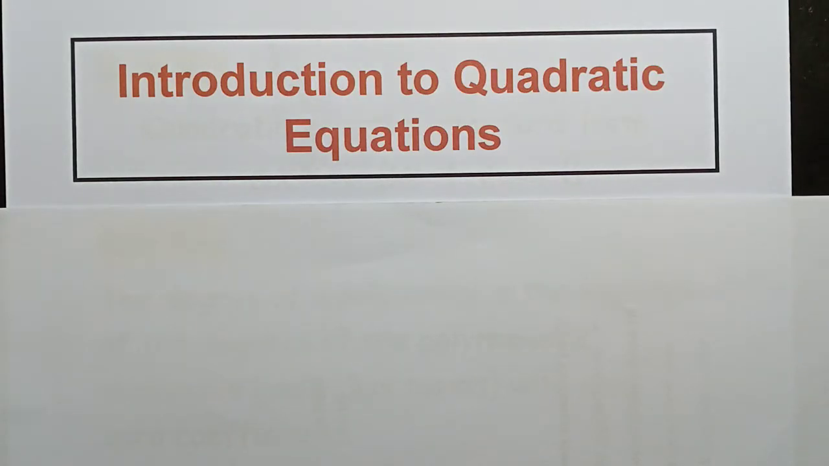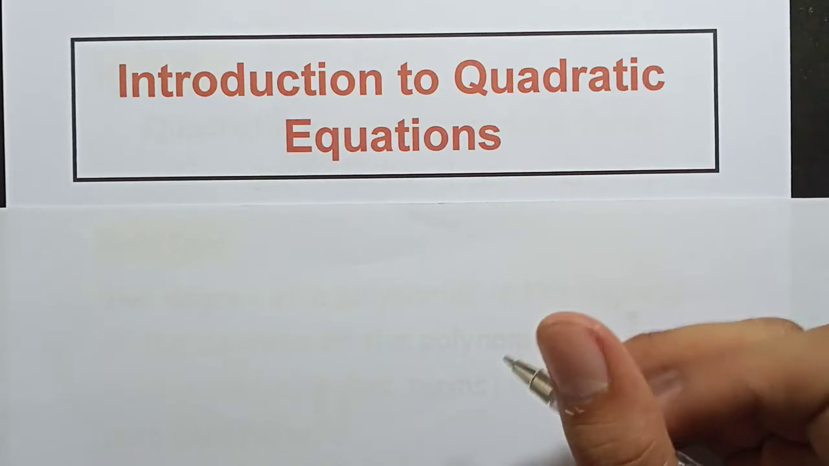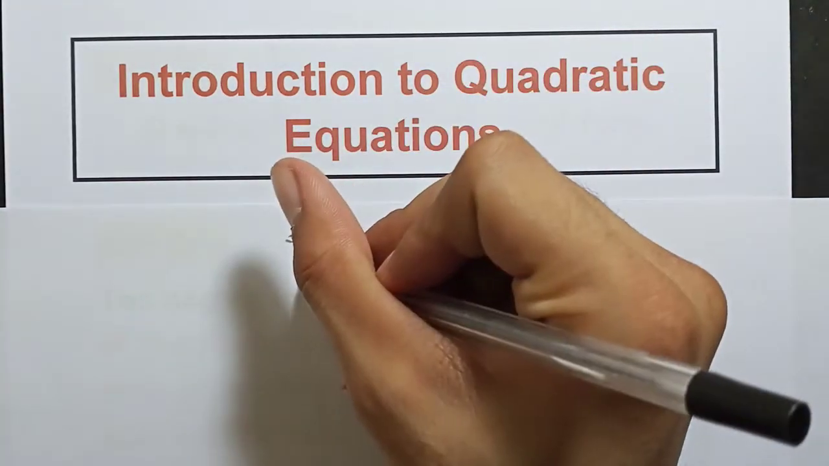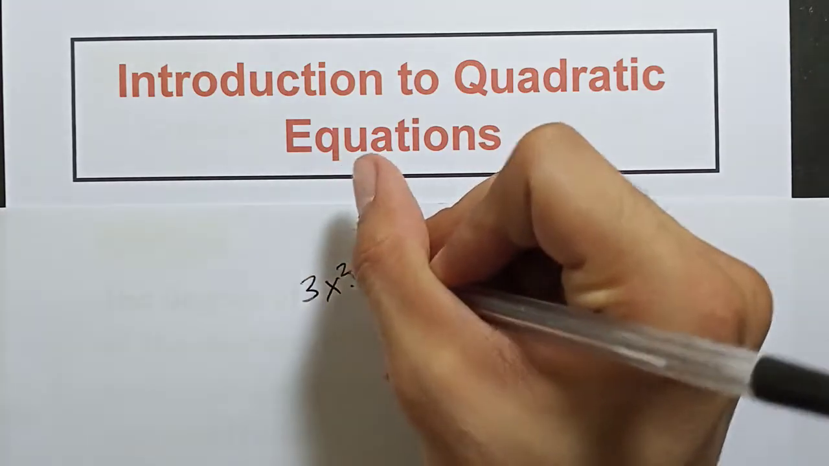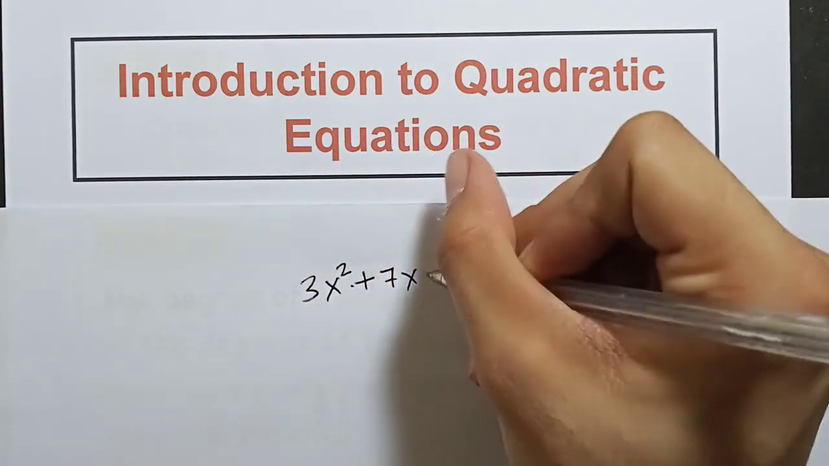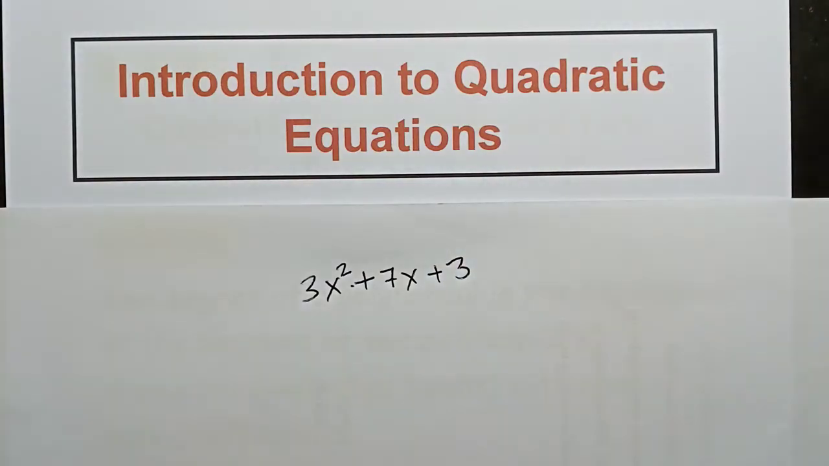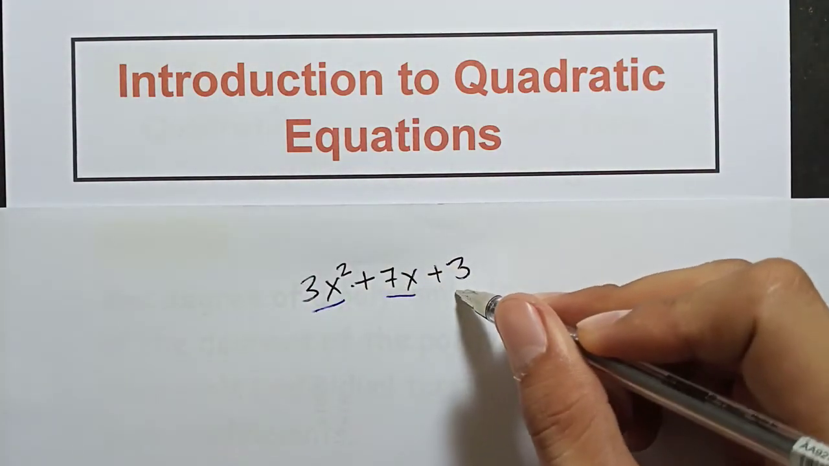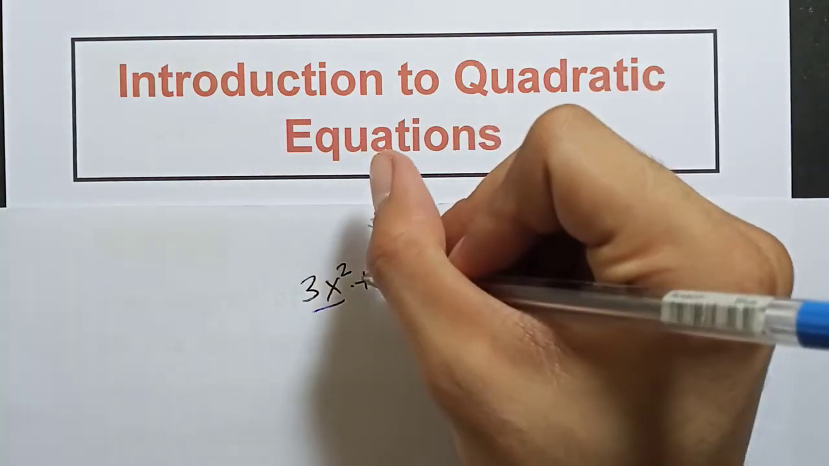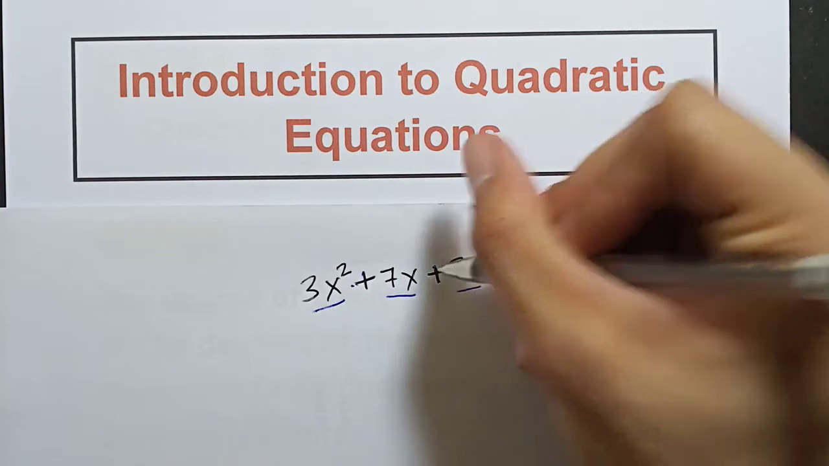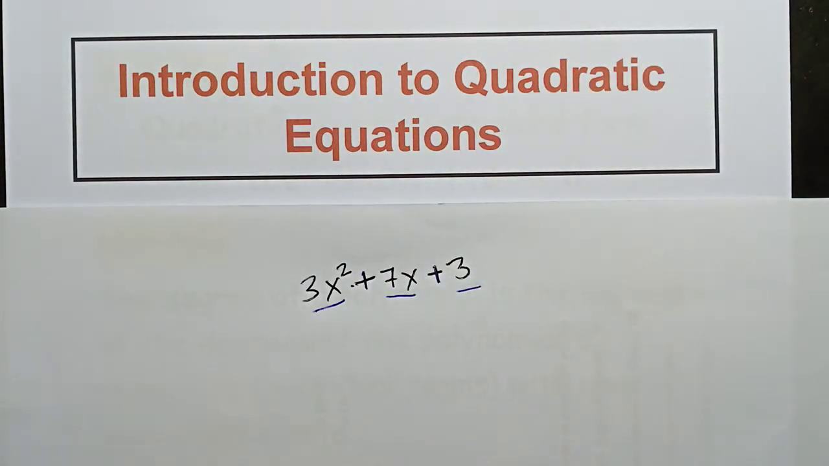So sa madaling sabi, yung degree of a polynomial ay yung pinakamataas na exponent ng isang term sa polynomial or yung monomial ng polynomial. So let's have an example. Let's say we have 3x squared plus 7x plus 3. So this is a polynomial with 3 terms. We have the 3x squared as its first term, 7x, and 3. So, ang mahati sa kanila ay yung operation na addition. So, this is a trinomial or a polynomial that has 3 terms.